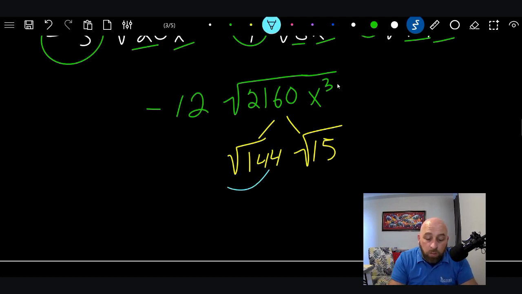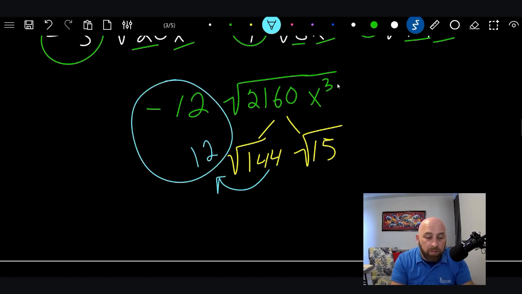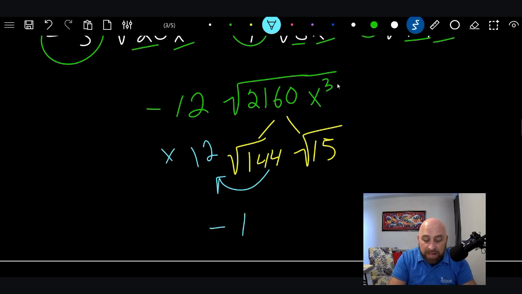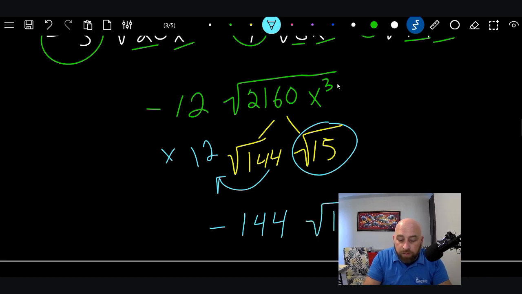All right, now 144 solves out to 12. So look what we have right here. We have 12 times negative 12, and that's going to be negative 144. And we're left over with the square root of 15.